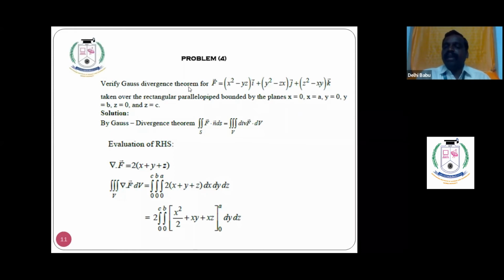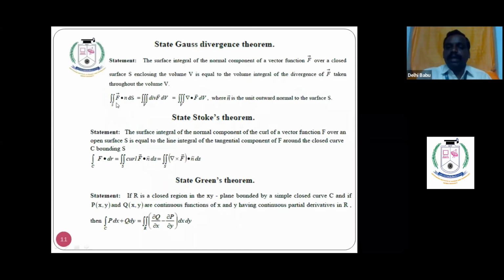So they are asking to verify Gauss divergence theorem for this. What is the formula for Gauss divergence theorem? Double integral over S of F vector dot n cap dS is equal to triple integral over V of del dot F vector dV. I will find the right-hand side first and then the left-hand side and check whether they are equal or not. If equal, then we conclude Gauss divergence theorem is verified. Otherwise, it is not verified.